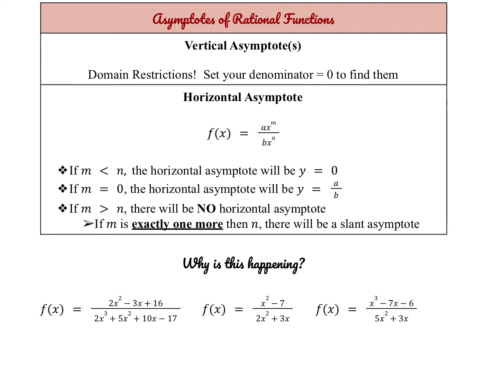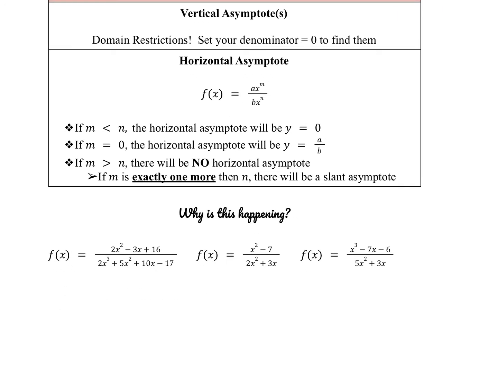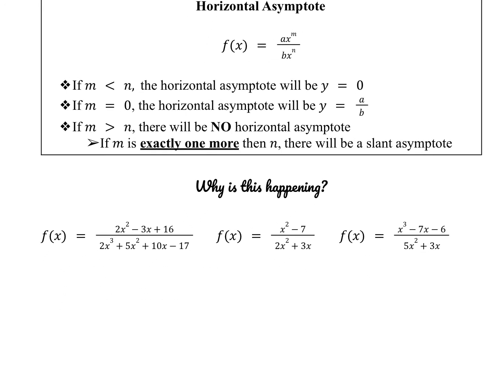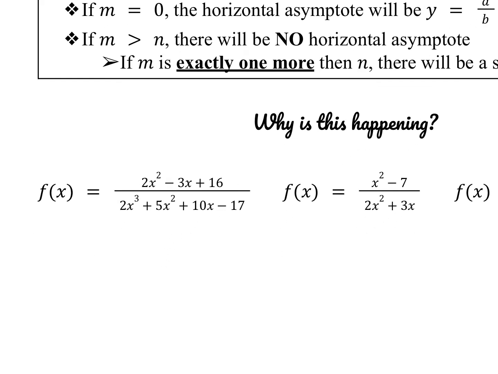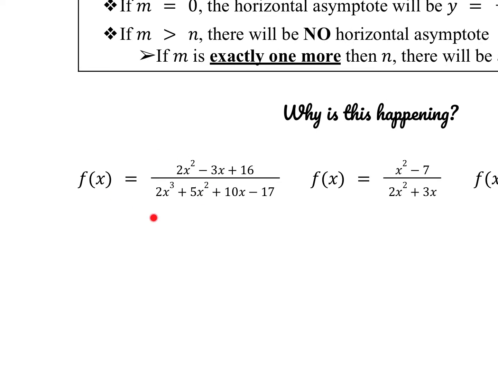So we figured out these patterns last class, but I want to talk about why this is happening. Why are these patterns happening? When we're looking at horizontal asymptotes, we're really talking about end behavior. So what's happening way, way, way to the right or way, way, way to the left. So let's imagine we have this rational function right here. If you're looking way to the right, imagine I'm plugging in an x value like 1 million, right? And I'm substituting. Say I want to find f of 1 million.